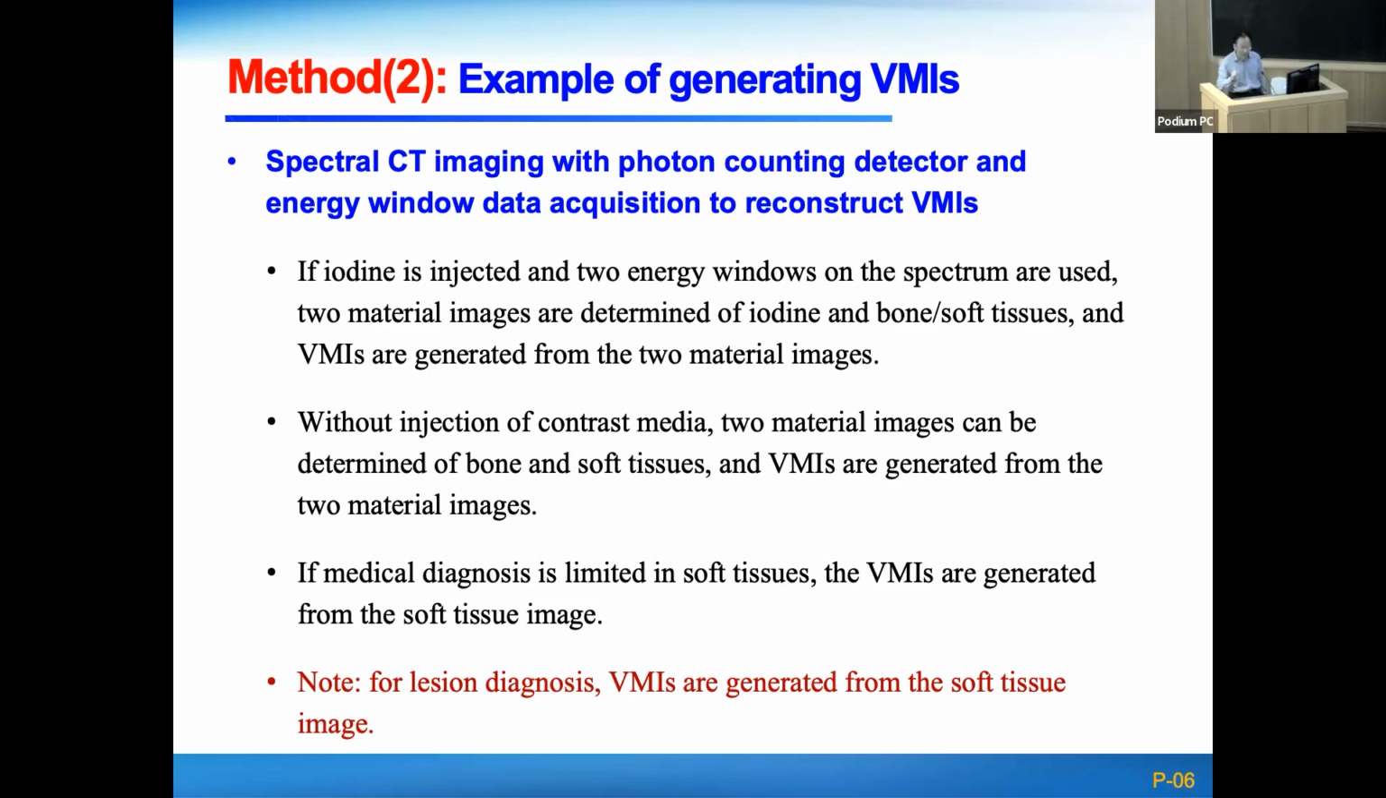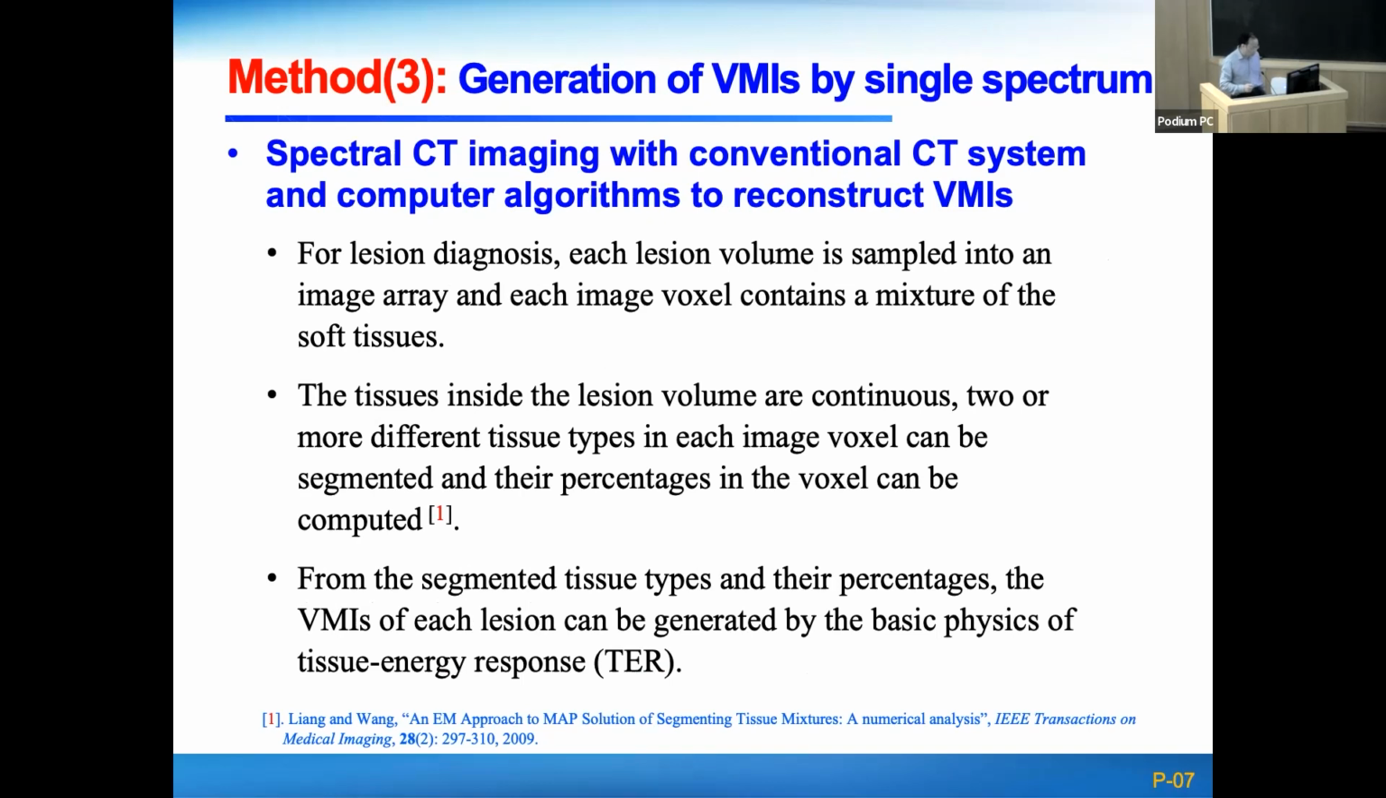Now we come to single spectrum. This is the trick. Some reviewers say, Jerome, physics is physics plus image processing, and say Jerome, you do image processing, no physics. It's physics. If you have a single spectrum, you can use photon counting to detect it. You can generate VMI. You can use one reconstruction into the material images.